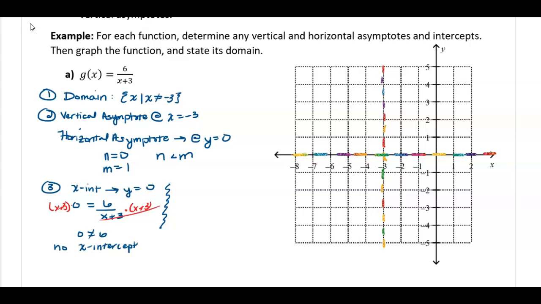All right, next, we want our y-intercept. It says let x equal 0. So I have y equals 6 over 0 plus 3, so y equals 2. So now I have a y-intercept at 2. So I'm going to go ahead and plot that right there.